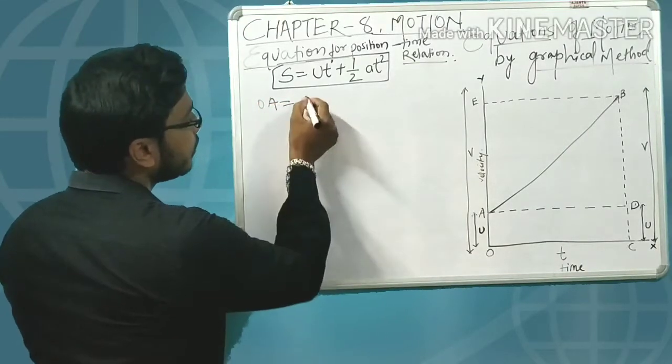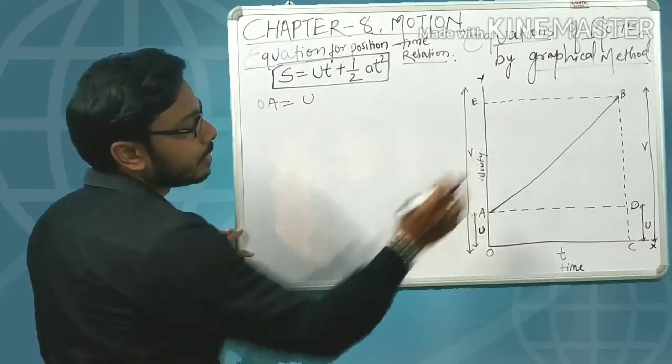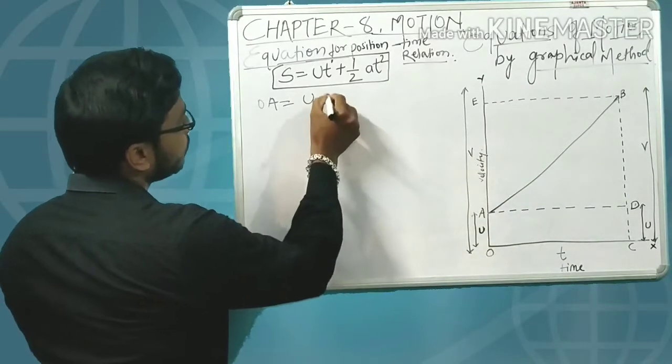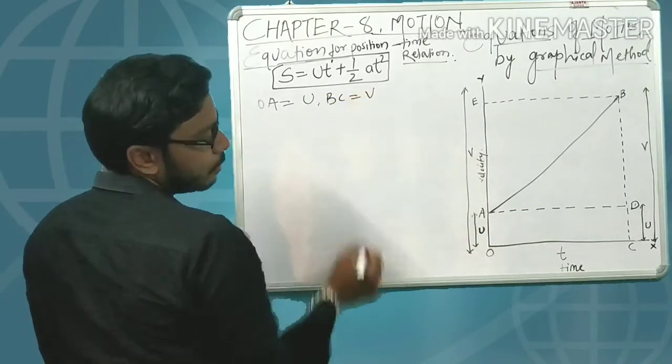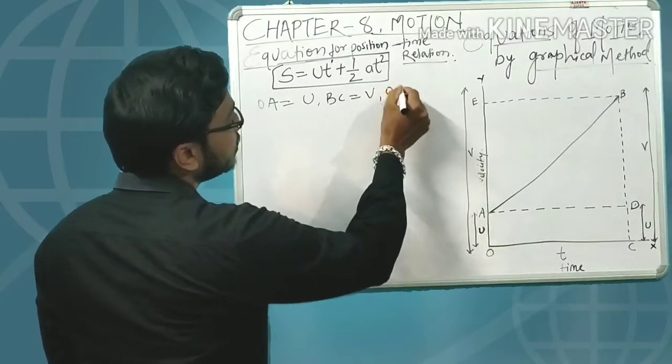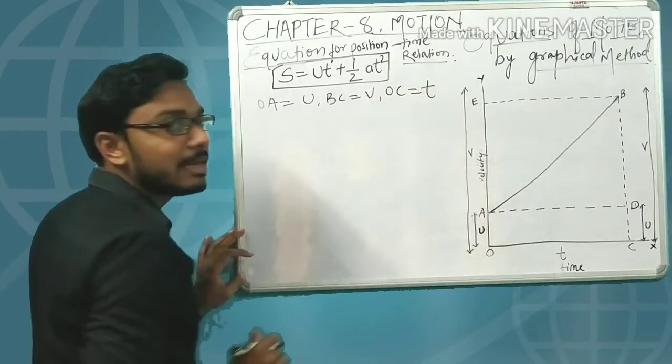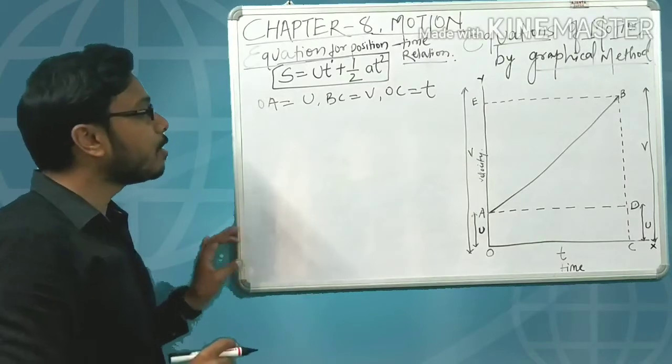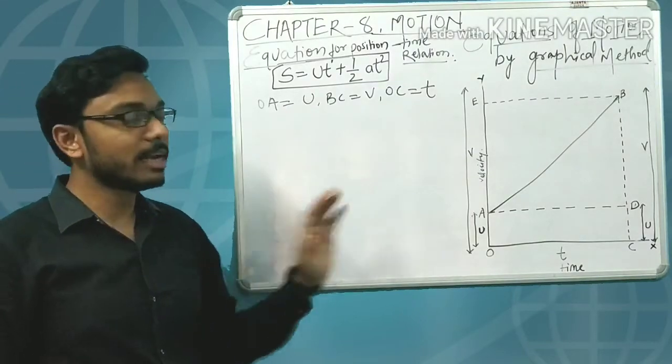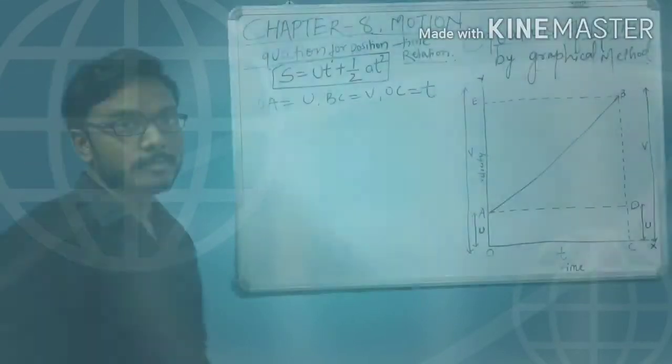OA is the initial velocity u, and BC is what? Is the final velocity, and OC is what? It is the time. So these three values we already have. Now by using these values we are going to derive the second equation of motion.